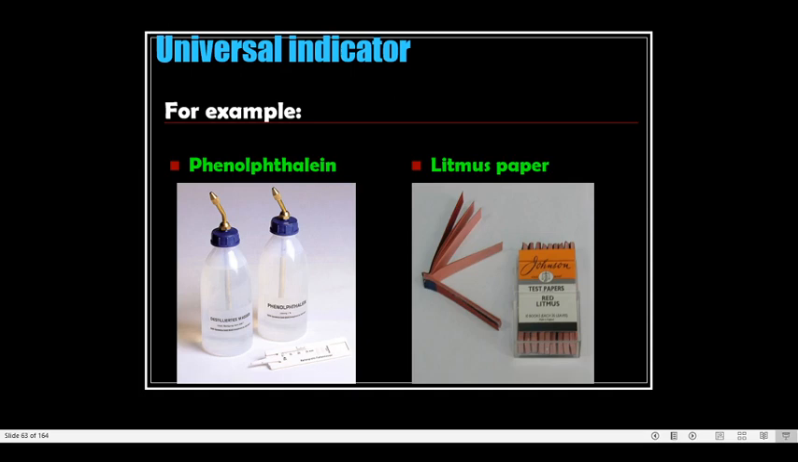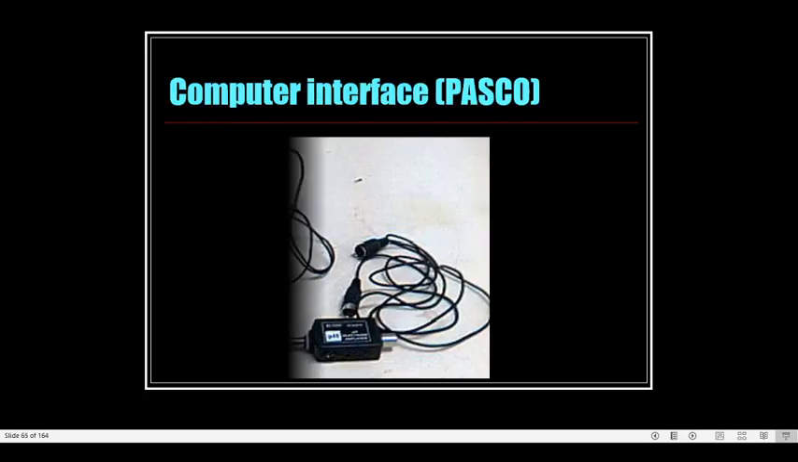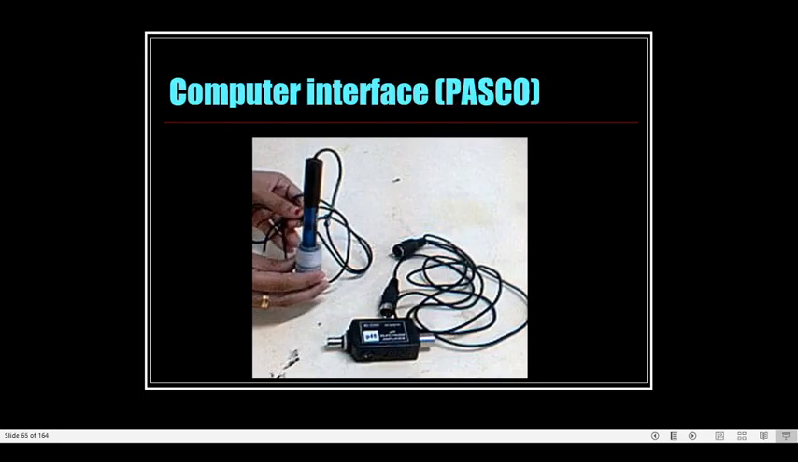Selalu kamu dengar litmus paper kan? So when it is an acid, the blue litmus paper will change to red. But for the alkali, red litmus paper will change to blue. Okay, this is the pH meter. pH meter ini digital lah. Dia menyukat pH untuk sesuatu solution.